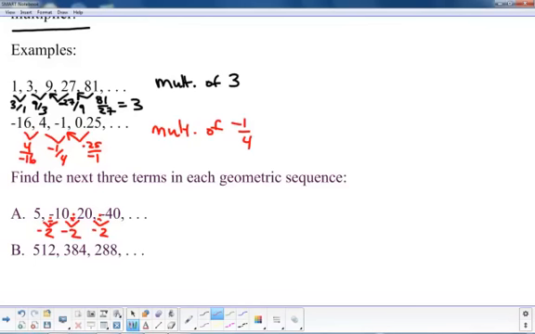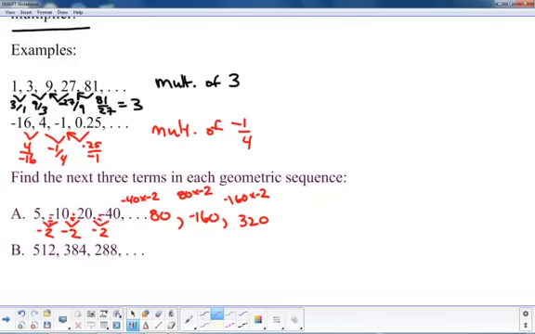So our next term would be -40 times -2, which is 80. Our next term would be 80 times -2, which is -160. And our third term would be -160 times -2, which is 320.